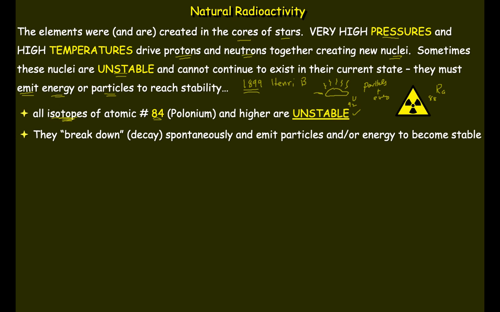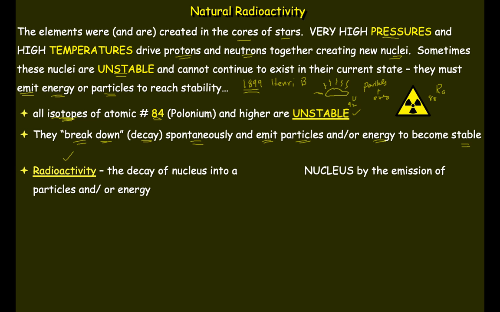Okay, now what happens when you're unstable? What you want to do is get stable, and the only way you can do that with a nucleus is break down or decay. They use the word spontaneous for decay. Spontaneously means on its own. Okay, and what you do is this nucleus will emit particles and or energy to become stable. We talked about that a little up here. Okay, so the name radioactivity really, I believe, came from Marie Curie when she used this activity idea, is really the decay of a nucleus into a different nucleus.